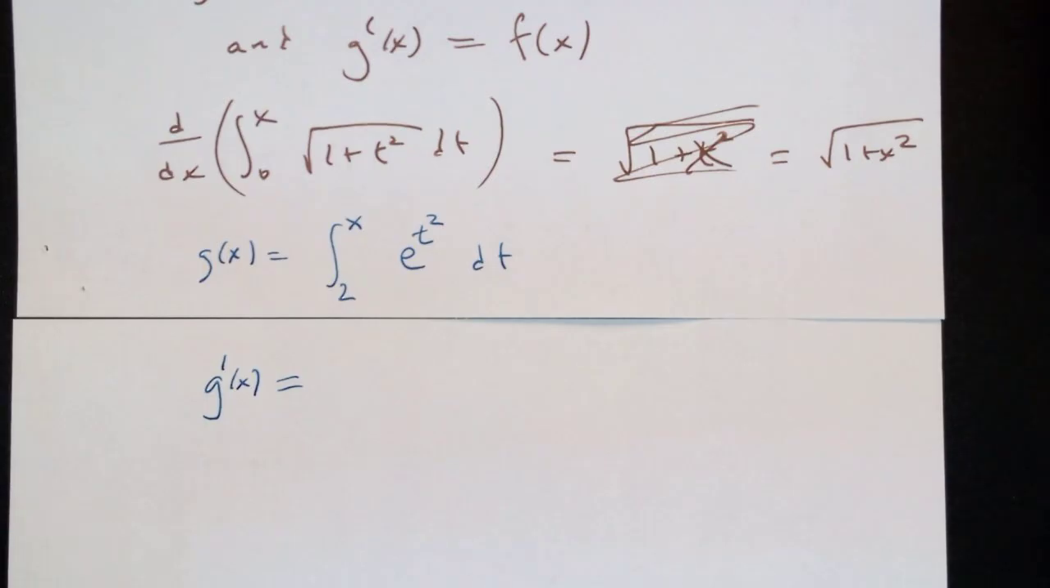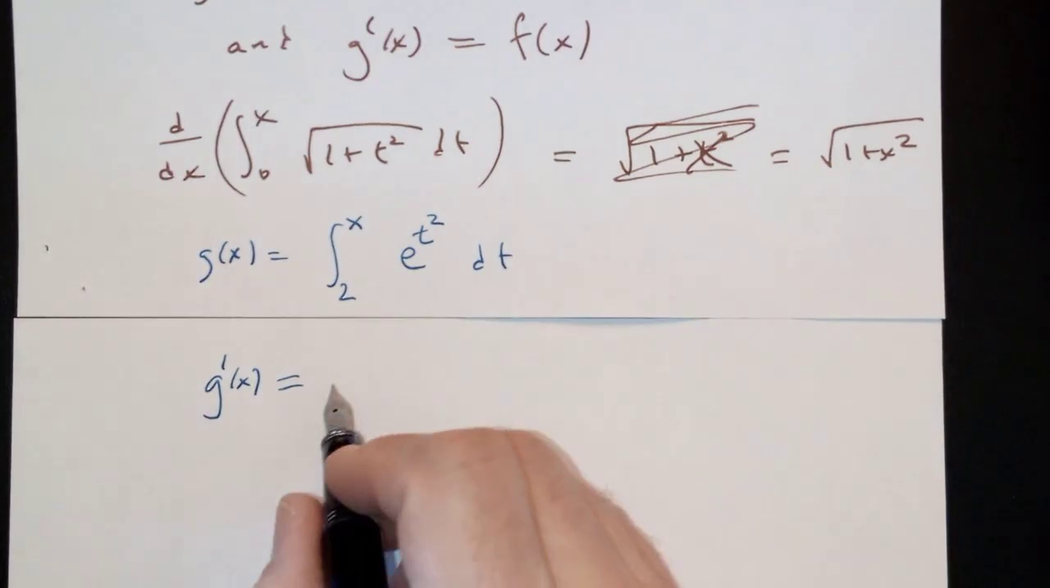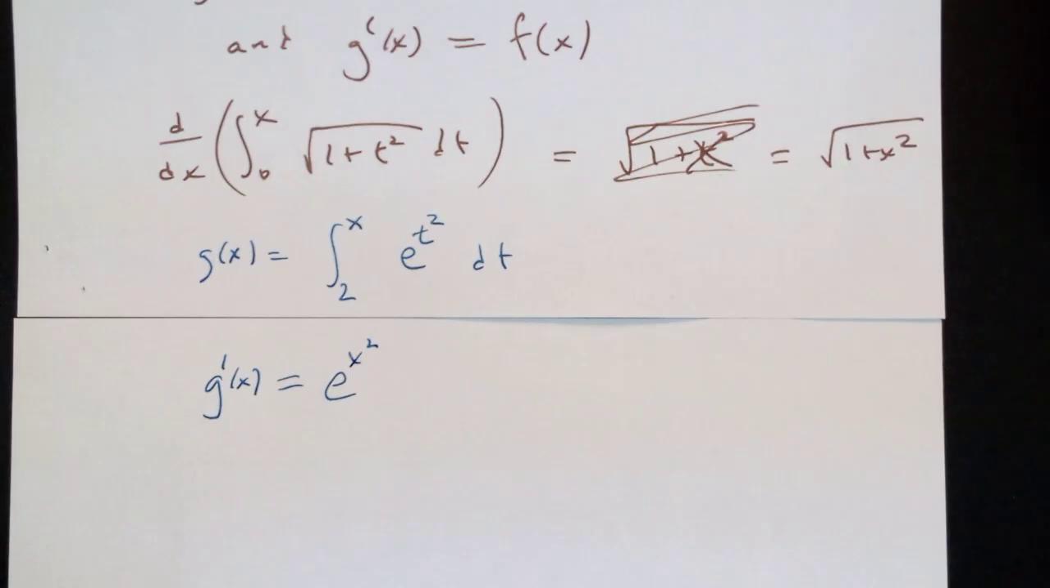All I need you to do is copy down the integrand itself. Replace the t with an x. That's it. When I take the derivative of something that's written as an integral, the integral sign disappears. I'm sorry, I haven't gotten there yet.